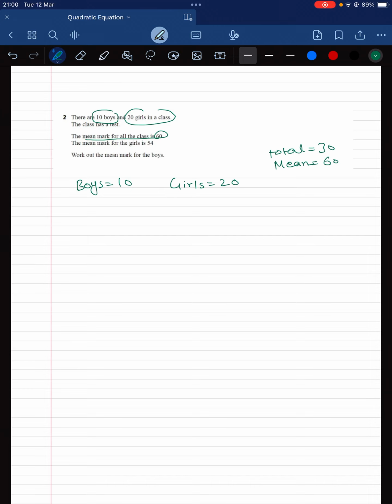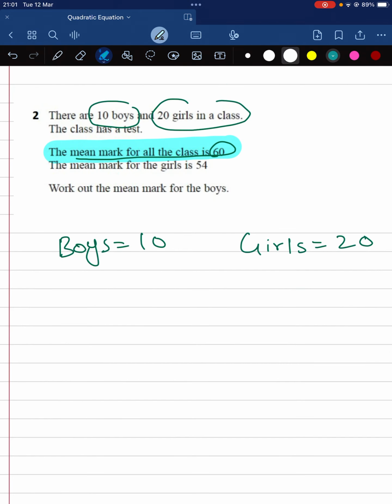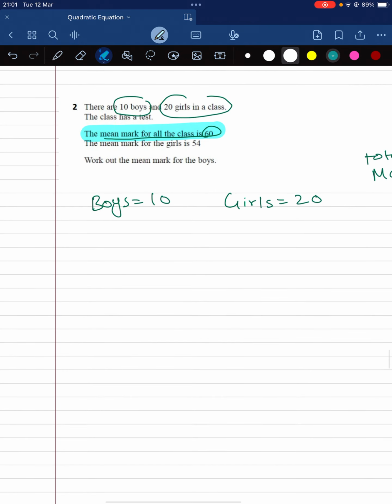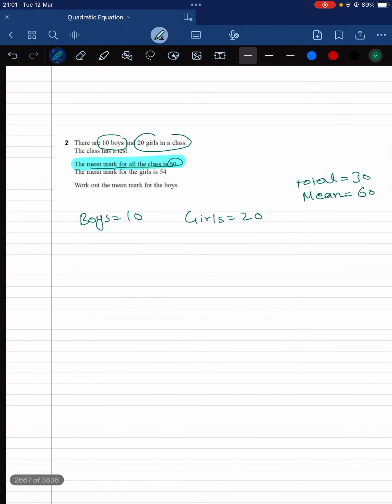If we calculate the mean of the 30 students, then it's 60 according to the question. The mean mark for the girls is 54.4. Now they are asking us to calculate the mean marks for the boys. We need to calculate the mean marks for the boys. So we will do it using the same formula. Mean is equal to sum over total terms.